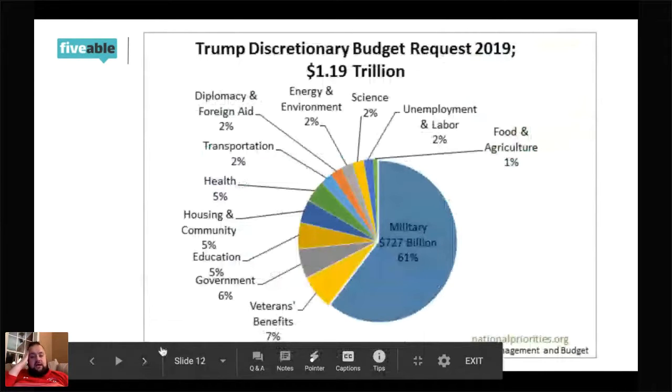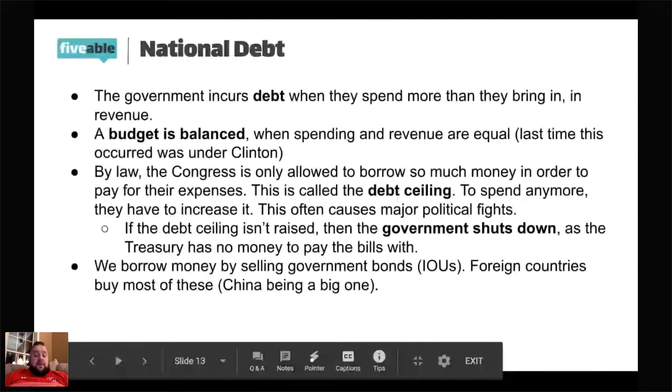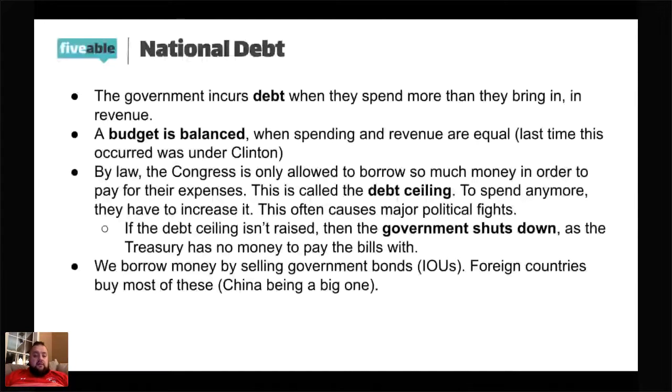So the last time that the budget was actually balanced for a couple years was under President Clinton in the 1990s. We started paying off the debt when that happened because we weren't spending more than we were bringing in. But then when George W. Bush came into office, we went right back into debt. We're spending more than we're bringing in. Barack Obama continued that trend, and Donald Trump has also continued that trend.